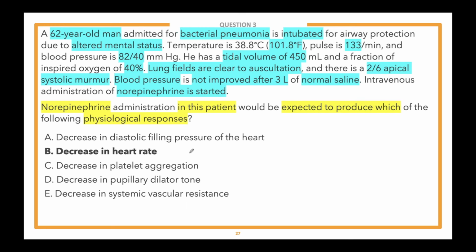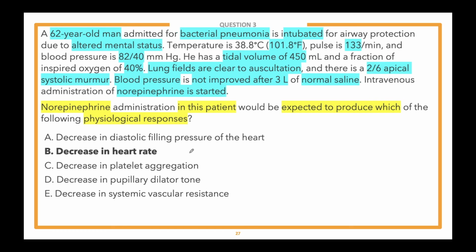We're going to raise his blood pressure. He may get reflex bradycardia. Let's look at the other answer choices. Decrease in SVR. We actually just talked about how norepinephrine increases SVR through vasoconstriction. So that is actually the opposite.